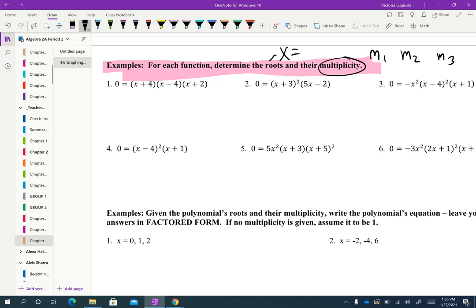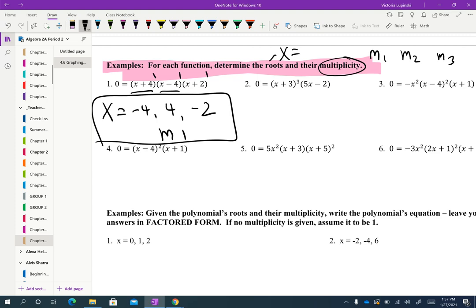So it's already set equal to 0 for us, which is good. If I look at x plus 4, that's going to give me an answer of negative 4. X minus 4 is going to give me an answer of 4. X plus 2 is going to give me an answer of negative 2. Because each of these factors is only to the first power, these are all going to be multiplicity 1. The truth is, if they're multiplicity 1, you can just say nothing. The multiplicity 1 would be implied. But for now, when you're just getting started, you might want to put it so that you don't forget. But again, you could just put nothing, and then multiplicity 1 is implied.